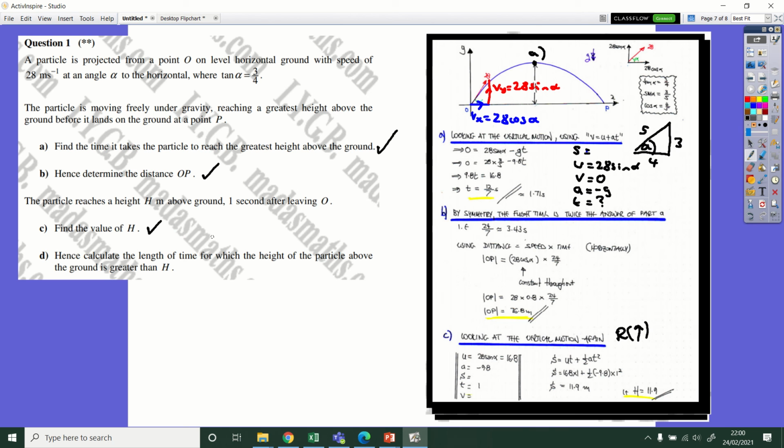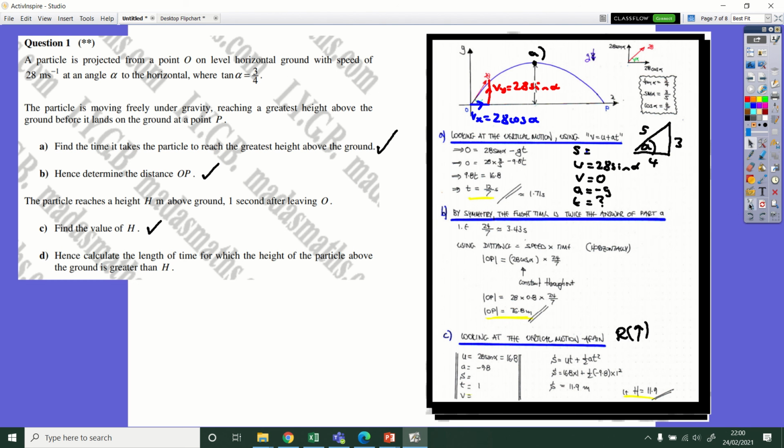Now for the next part, I think you might have done questions like this previously, but not with forces at an angle. I think you've done vertical motion only for this kind of question. But we want the length of time for which the height of the particle above the ground is greater than this h. So I think the best thing to do now is get a new picture that shows clearly what we're talking about here.